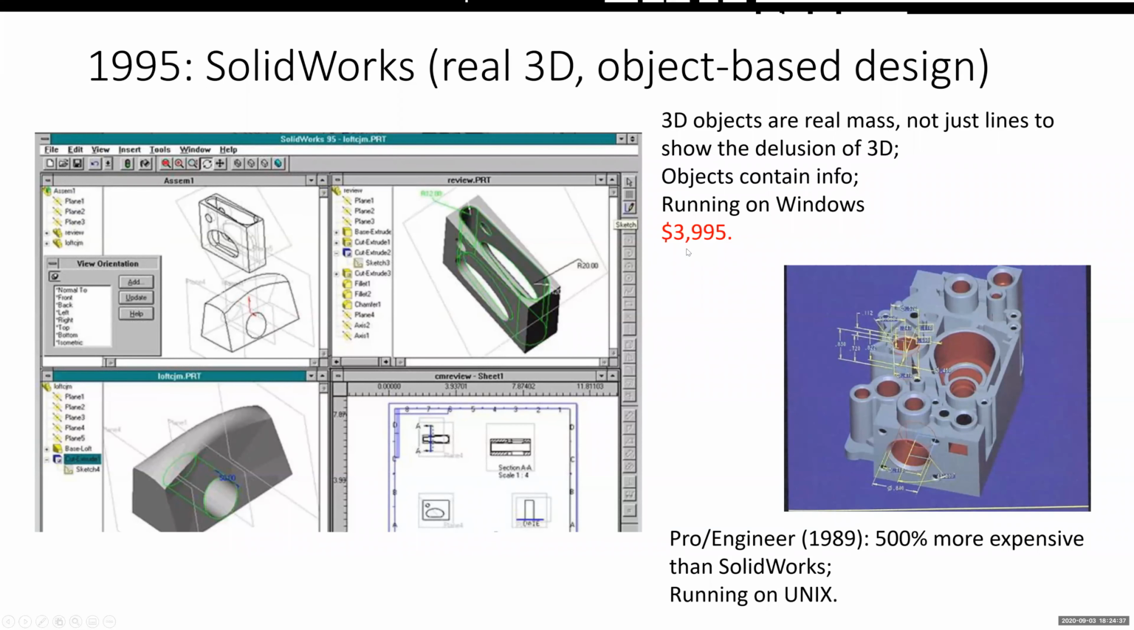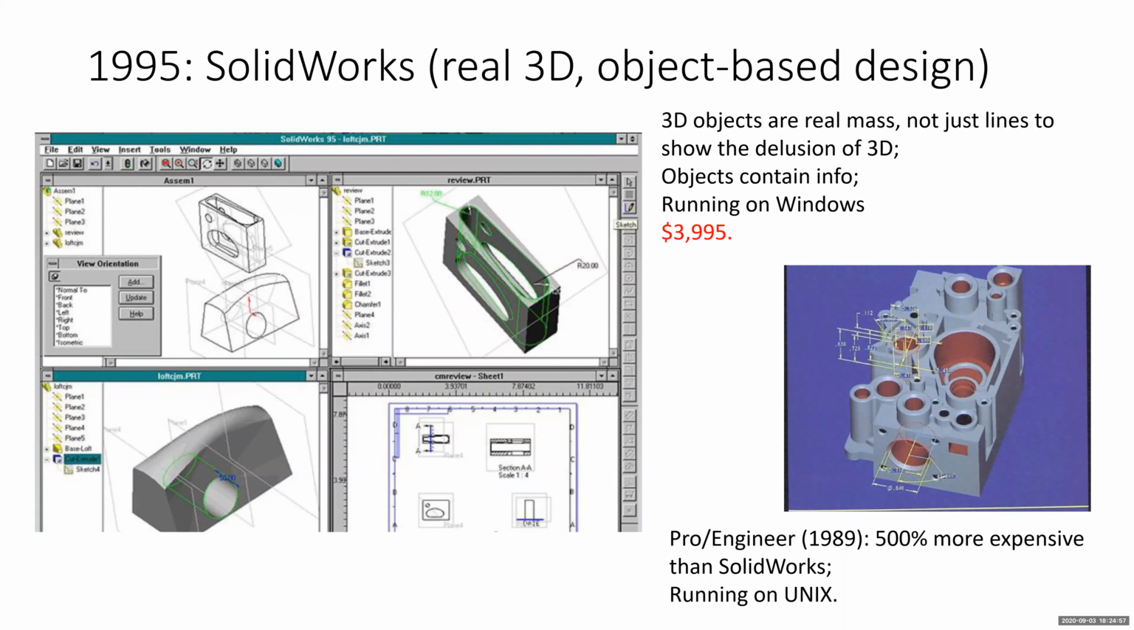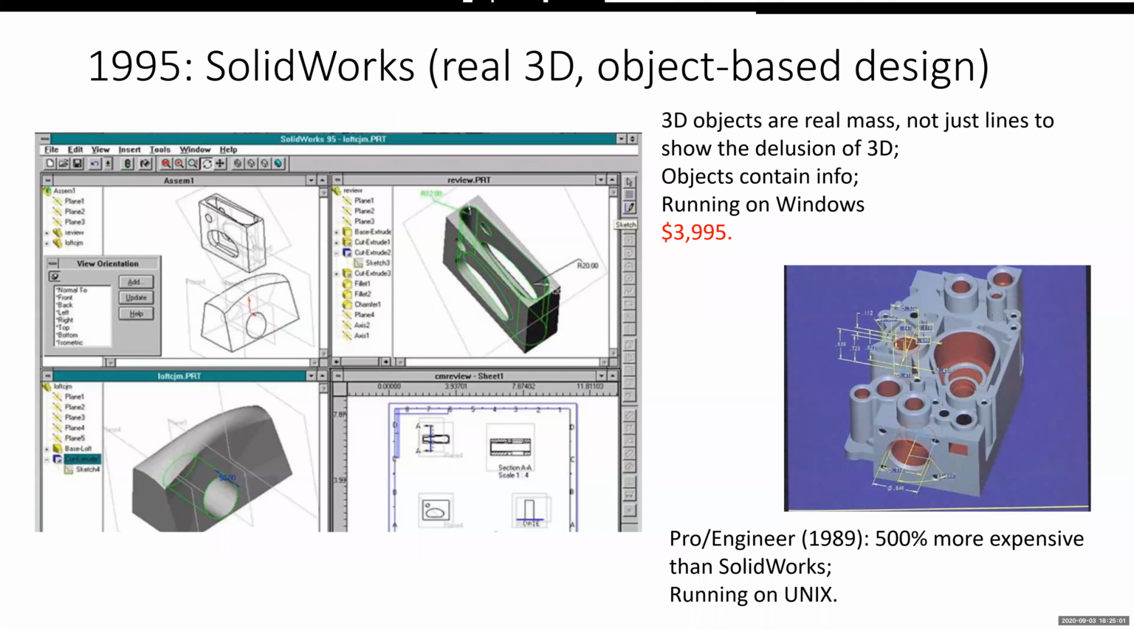And they sold it for only about $4,000. $4,000 was very expensive, but Pro/Engineer was about 500% more expensive than SolidWorks. And Pro/Engineer was running on Unix. But 1995 was the time when Windows became so popular. I don't know if you guys know the first popular Windows operating system is called Windows 95. You guys heard about that? Oh my goodness, you guys are young.